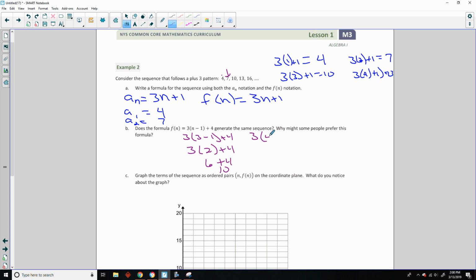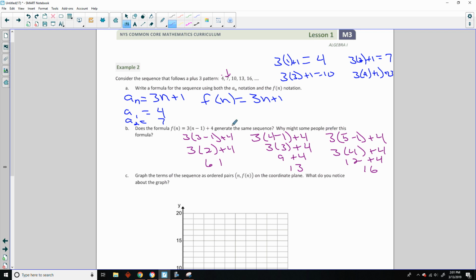Try the next one. Fourth term, 3 times (4 minus 1) plus 4. Well, this is 3 times 3 plus 4, which is 9 plus 4, which is 13. And then 3 times (the fifth term minus 1) plus 4 is 3 times 4 plus 4, which is 12 plus 4, which is 16. And all of these worked.